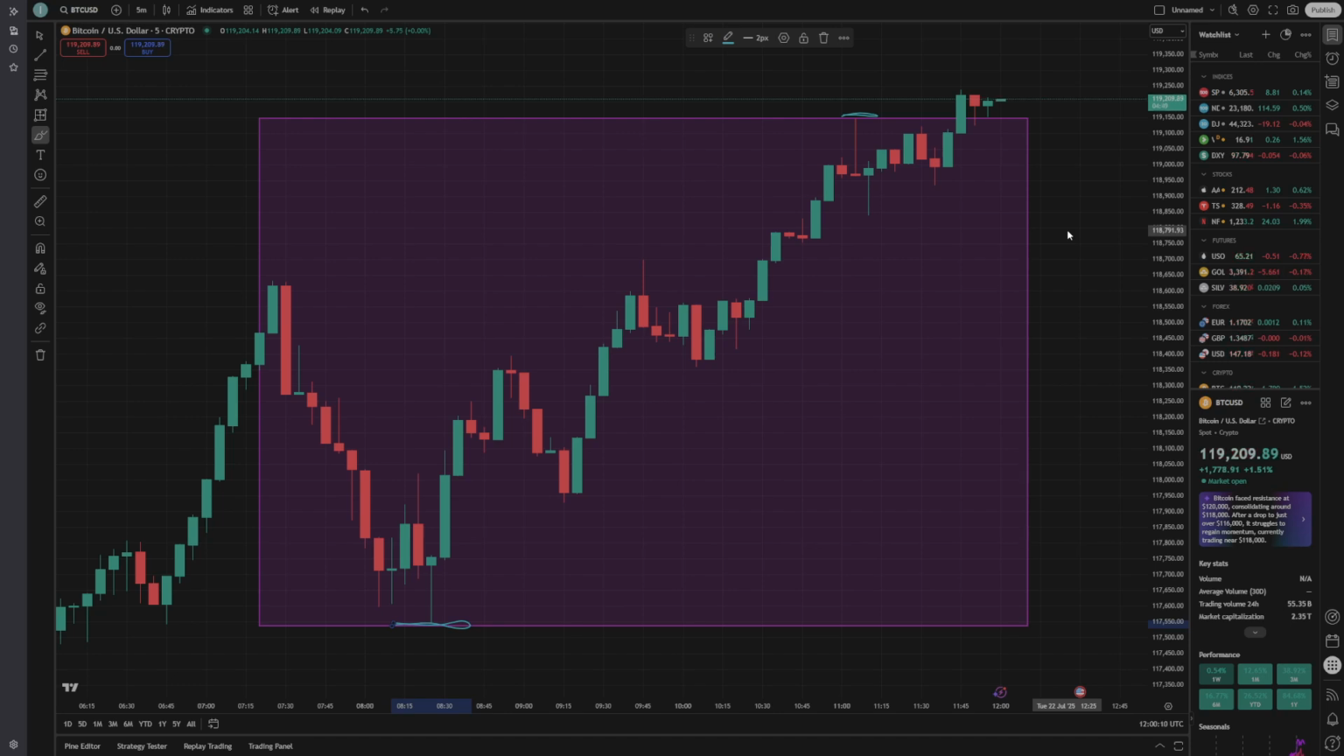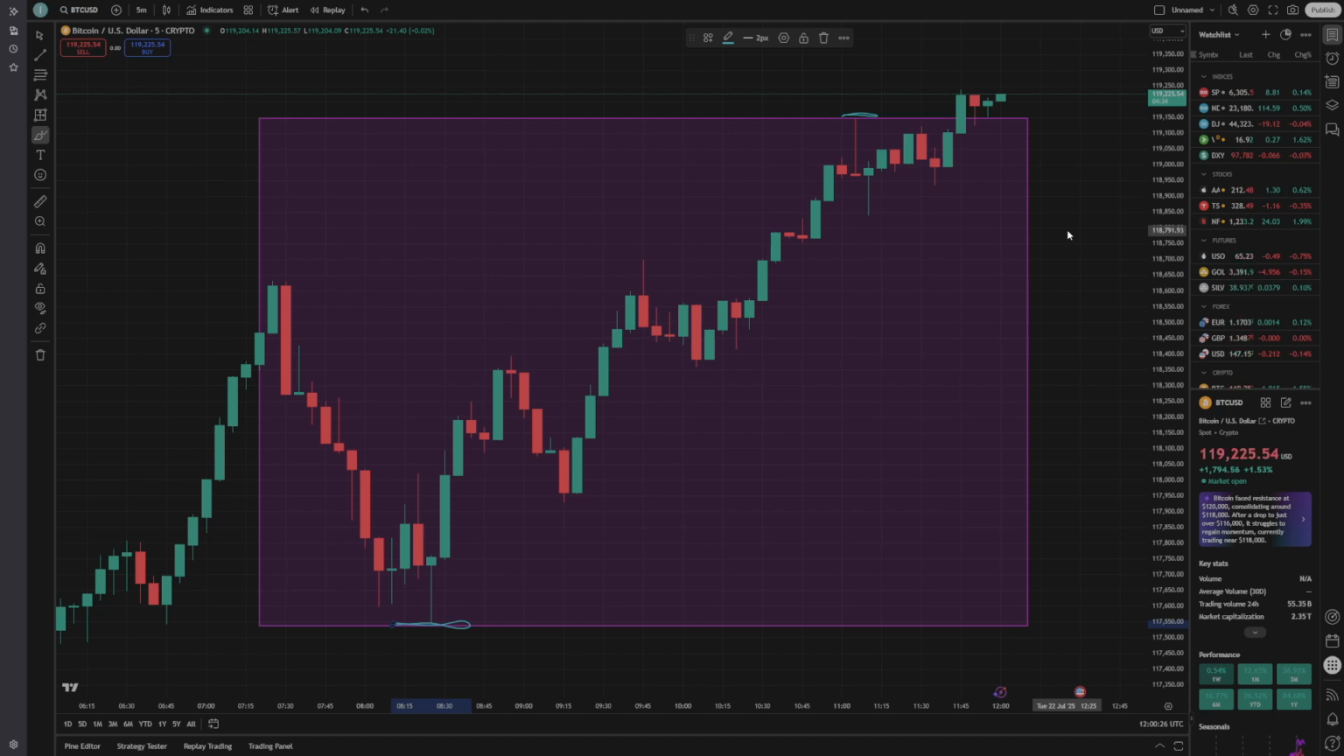This wasn't a random spike. It was the result of buildup. Of pressure. Of accumulation. Price stayed inside the box for a long time. Buyers and sellers testing each other. Until one side won. And in this case, the buyers broke through.